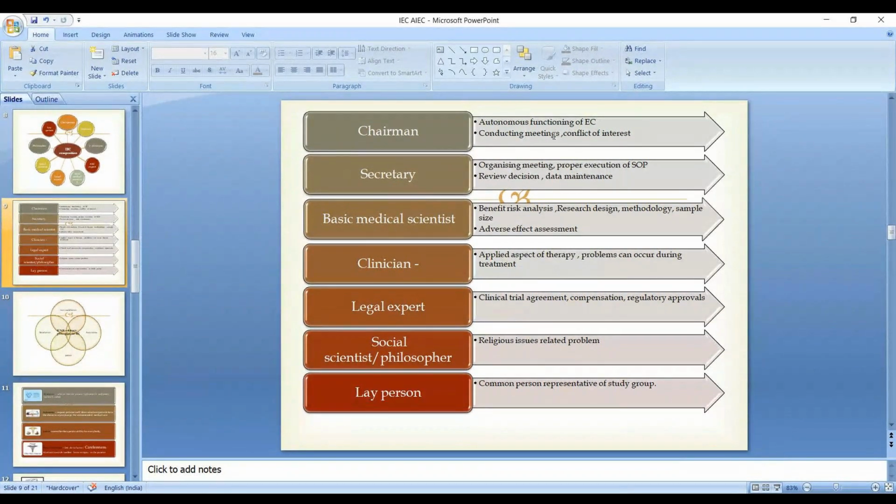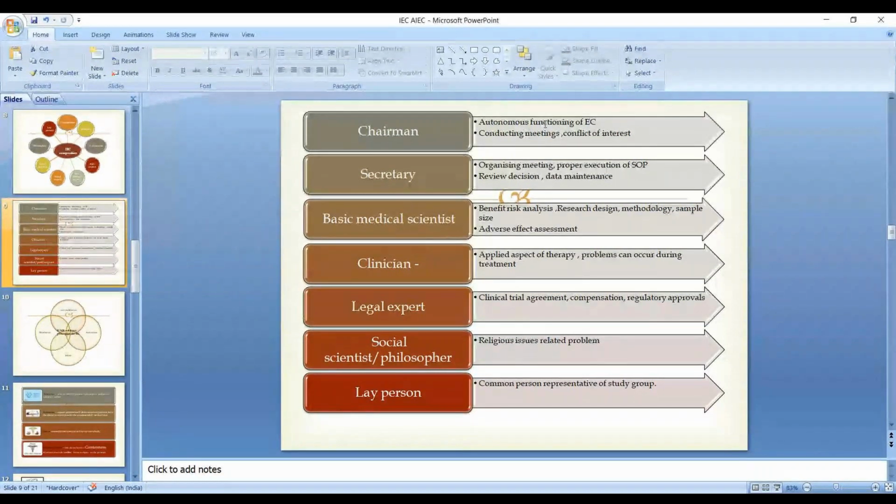अगर कोई प्रोटोकॉल अगर चेयरमैन चाहता है और ऑल द मेंबर्स अगर they are against the protocol, तो उसको कोई आपको फोर्स नहीं कर सकता। मतलब इंस्टीट्यूट हमारा है और हमारे यहाँ के प्रिंसिपल हमको फोर्स नहीं कर सकते कि you have to pass this protocol. This is the autonomous functioning of the IEC.